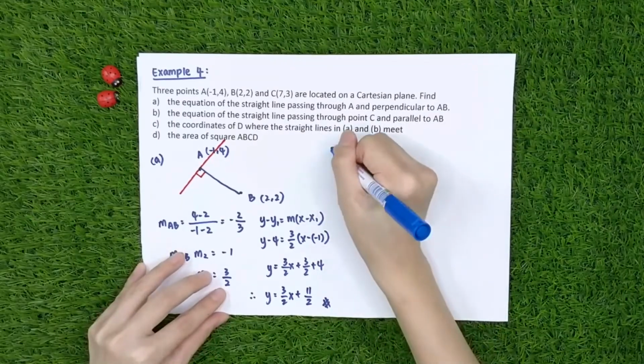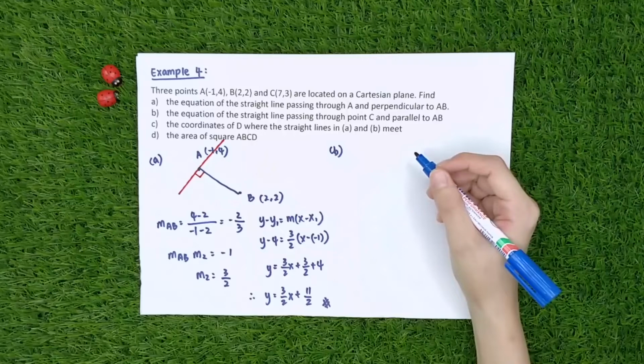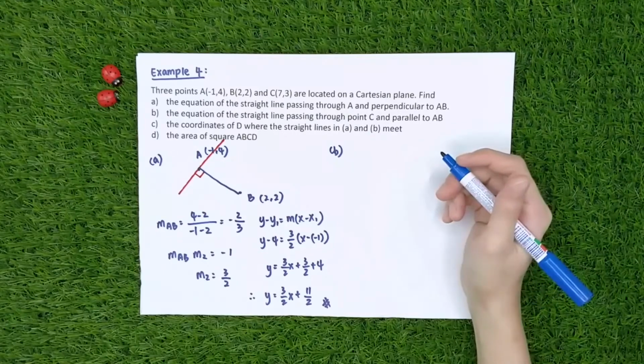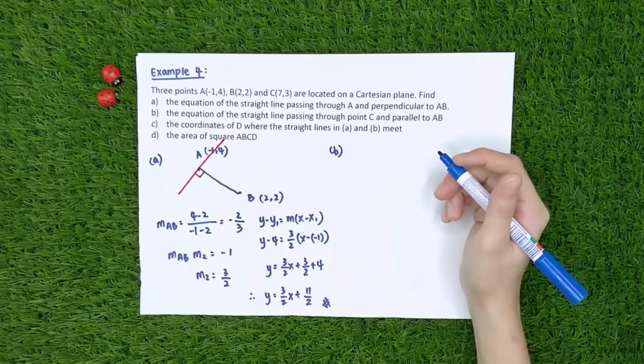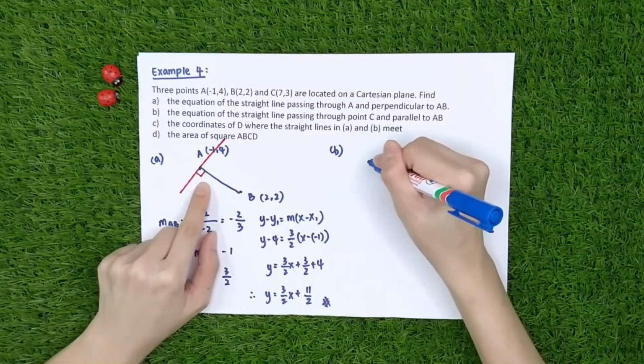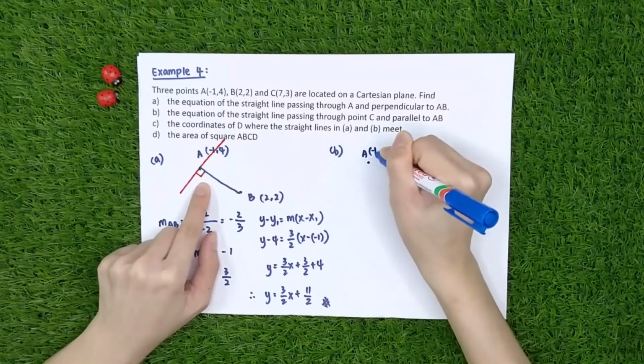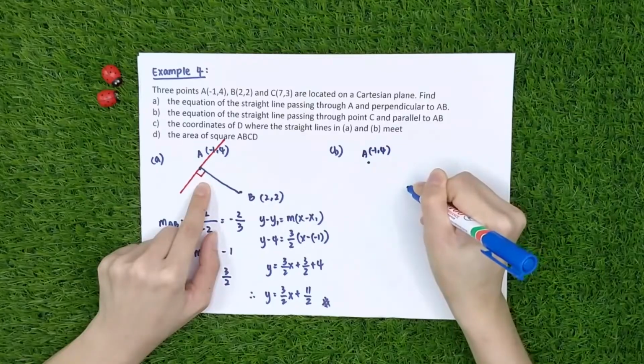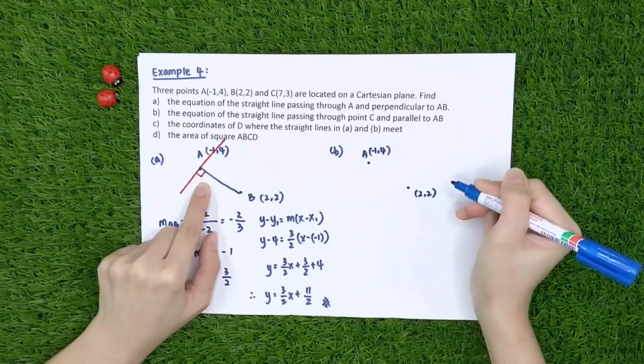Okay, let us go to part B. The equation of the straight line passing through the point C and parallel to AB. What will it look like? Okay, let me draw. A is here, -1, 4. And B is here, 2, 2. Where is the C?